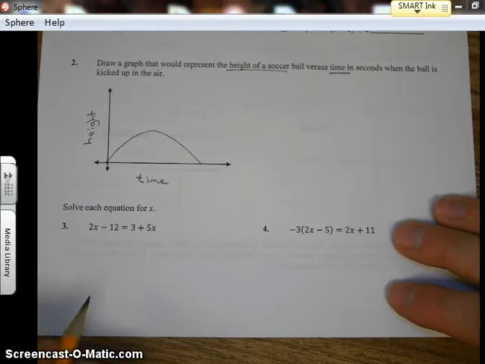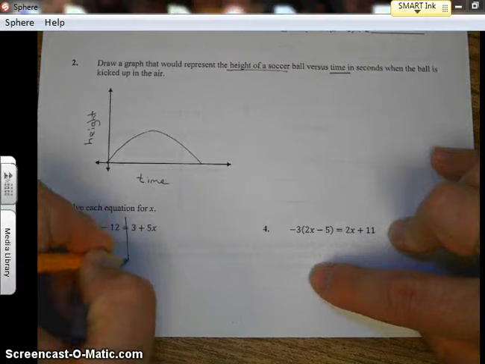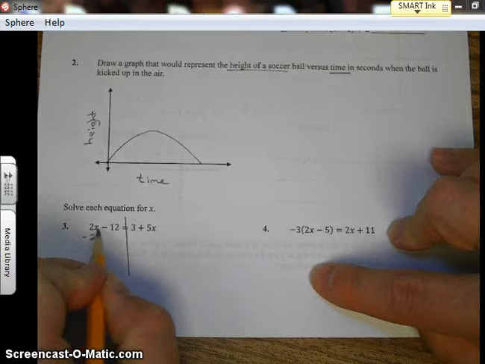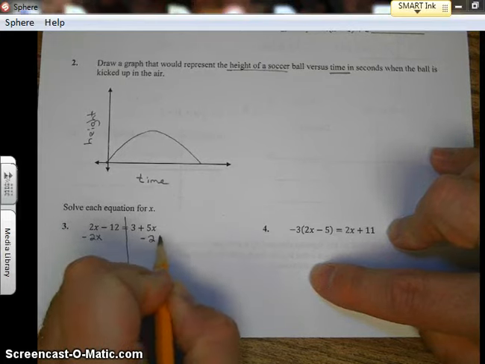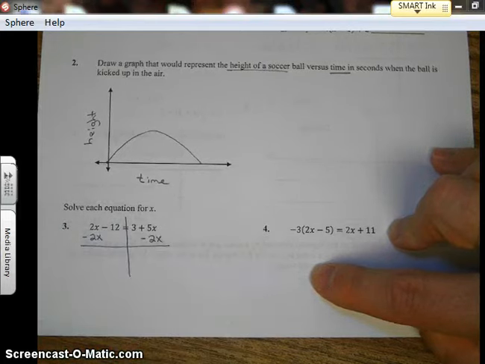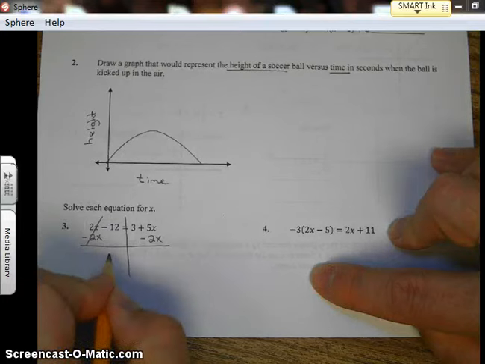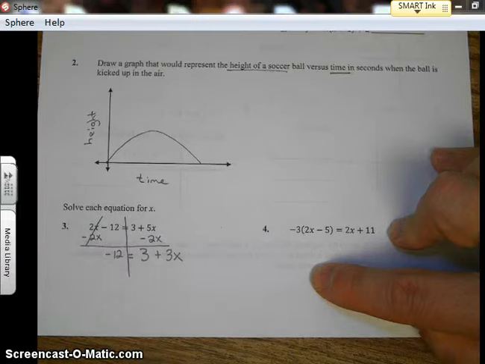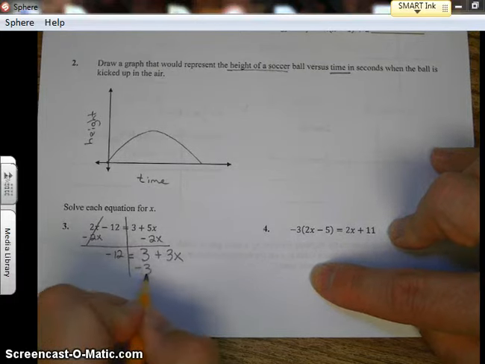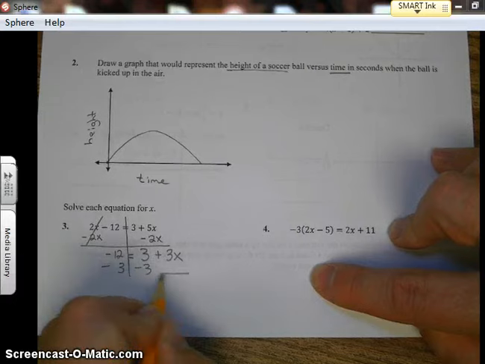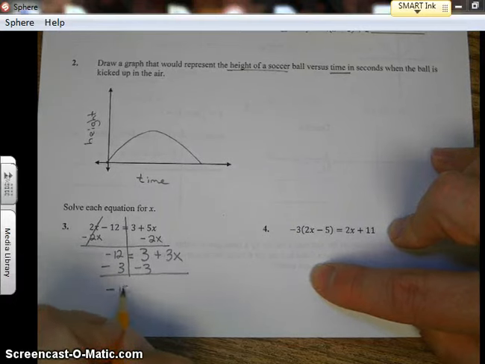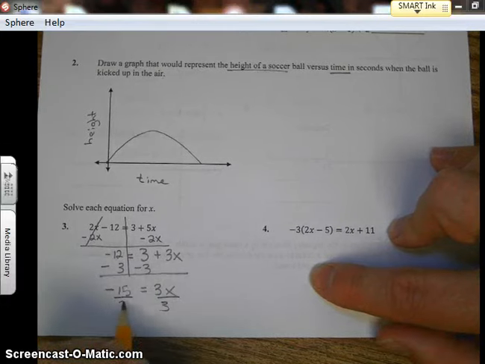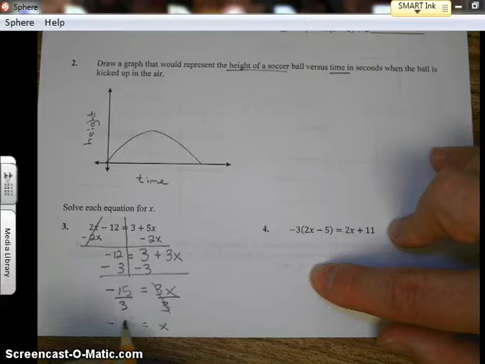Solve each equation for x. So here we have an x on both sides, so we want to cancel one of them out. I like to cancel out the smaller of the two. So we have -12 equals 3 plus 3x. And then solving for x, we're going to isolate it. So we're going to undo adding and subtracting first. Dividing by 3. x equals -5.